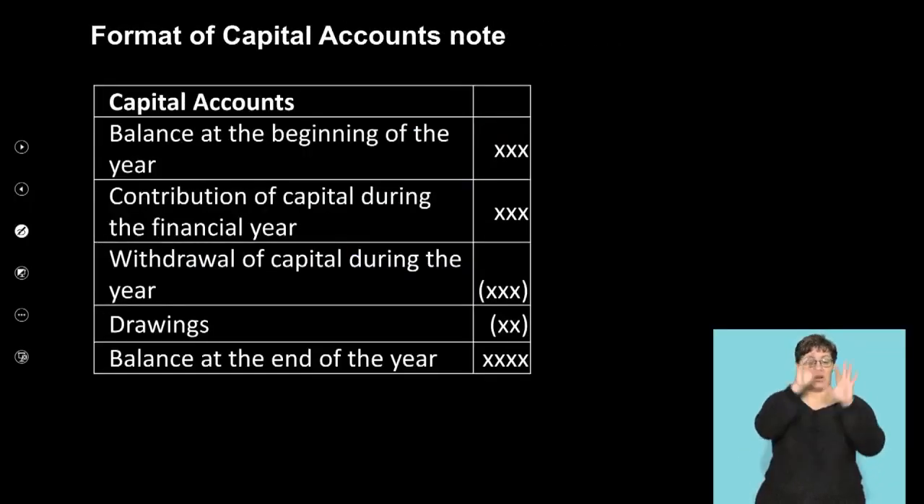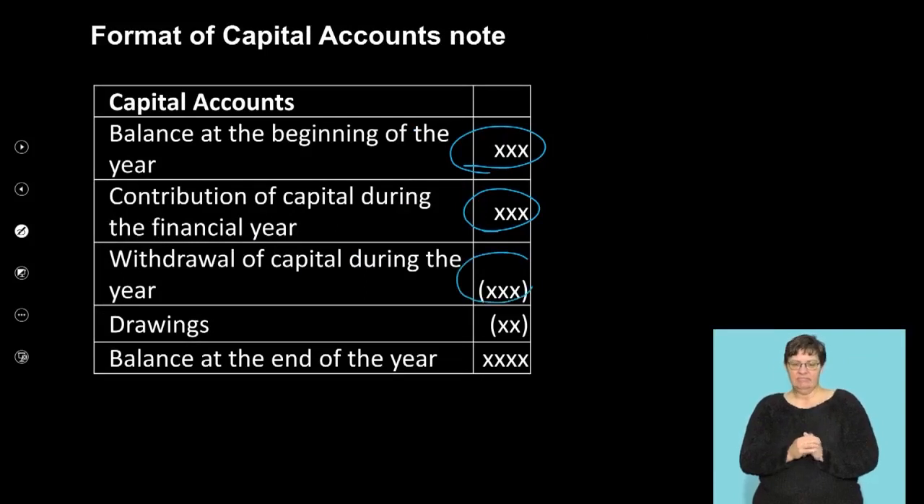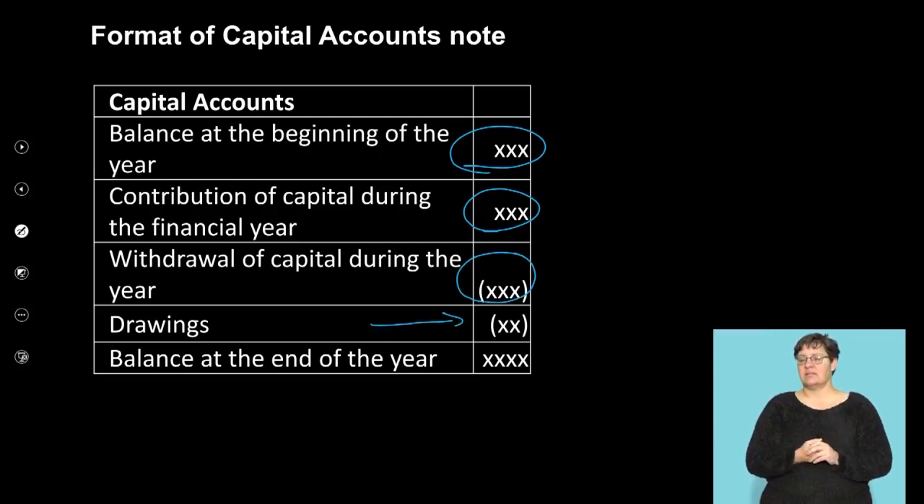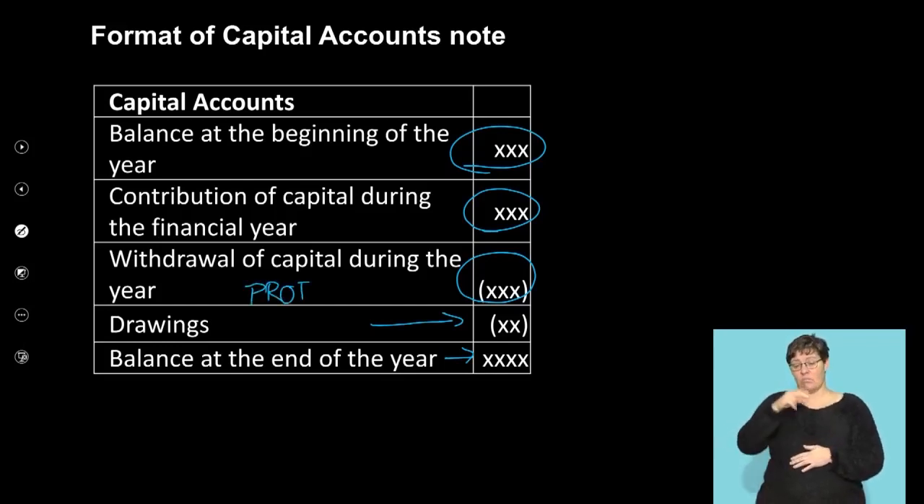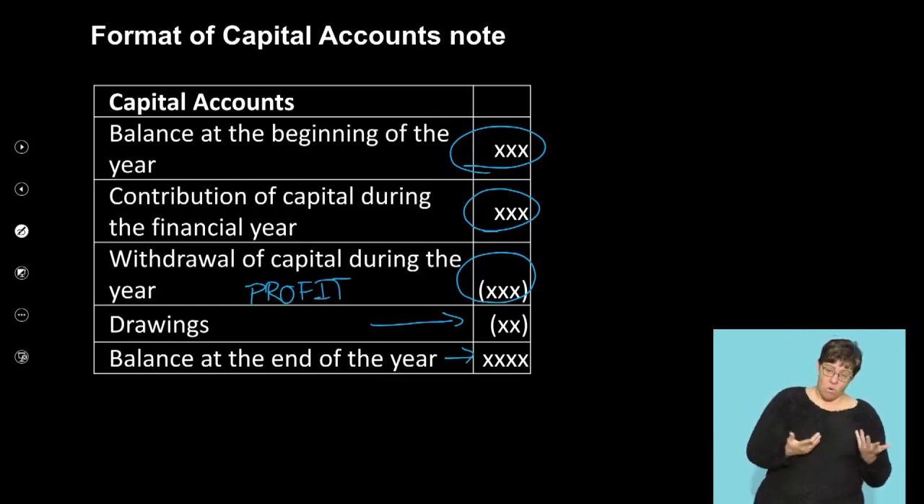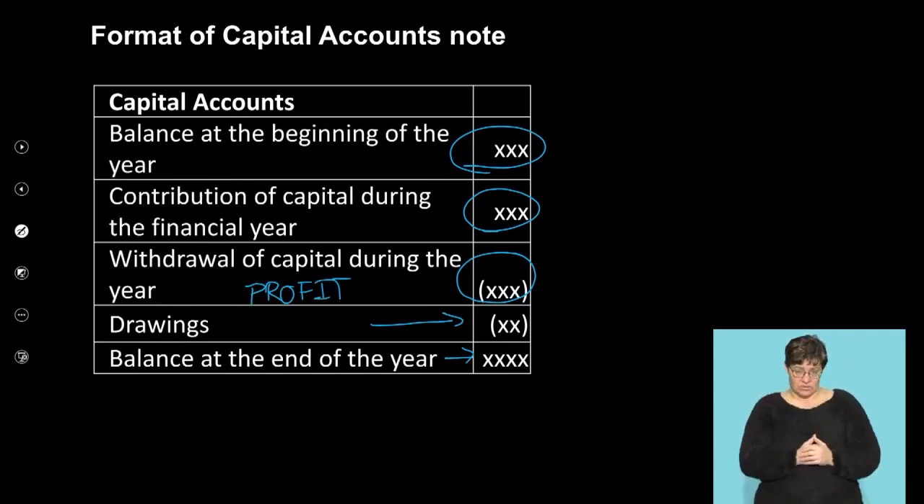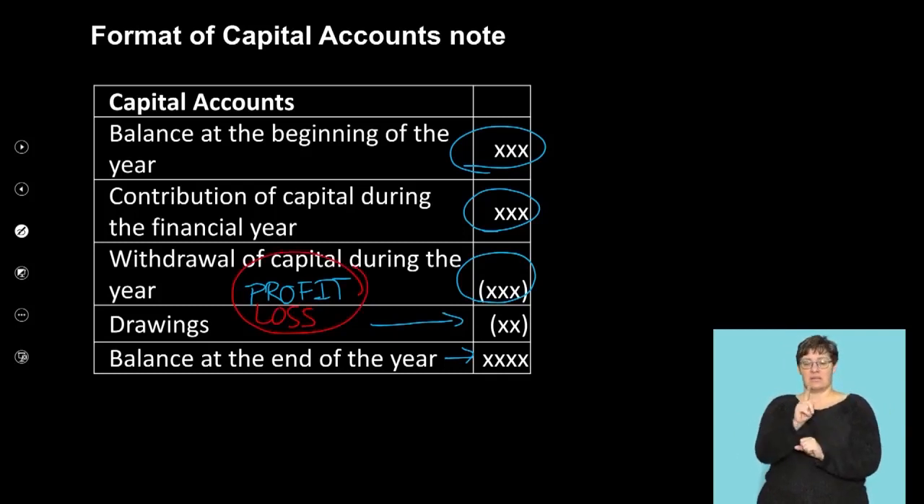Is your capital account. Obviously, it's your balance at the beginning of the year. Bring in your additions of capital, withdrawals of capital, your drawings, and obviously, you've also got to take into consideration your balance at the end of the year. The one component that you need to add here would be the profit. You would add your profit that you've made, or you would subtract the loss if the business has made a loss. So these two components will also impact on your capital account note.